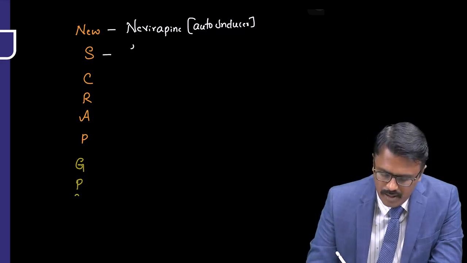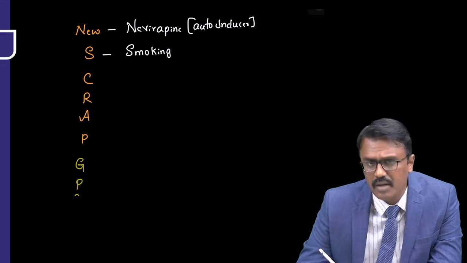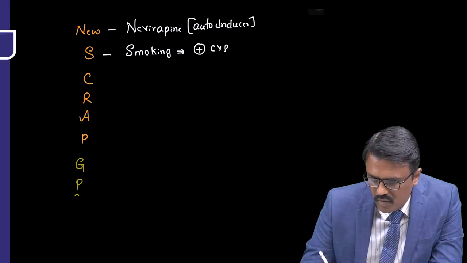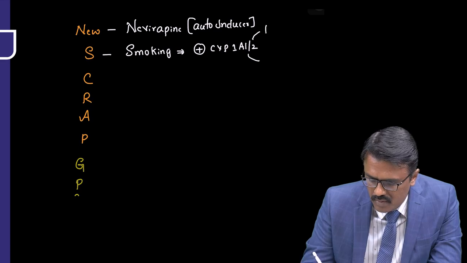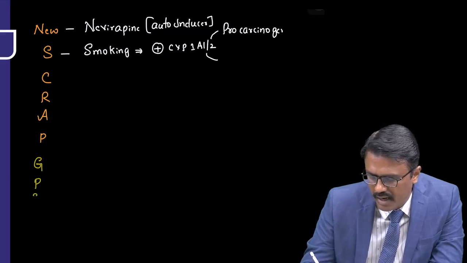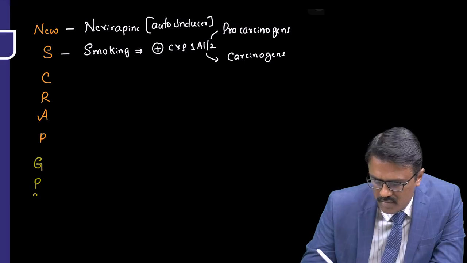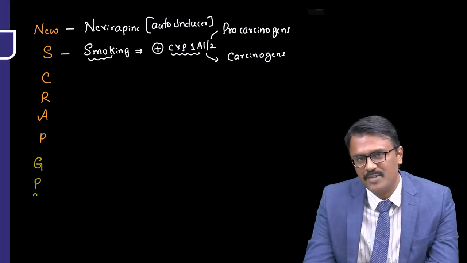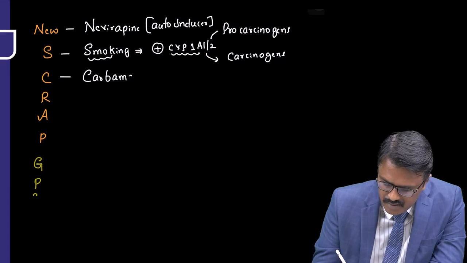S for smoking. Now, smoking is an enzyme inducer. Why does smoking cause cancer? Because smoking stimulates an enzyme called cytochrome 1A1 and 1A2. You know that these are pro-carcinogens. What do you mean by pro-carcinogens? They can cause cancer, but they are not active. They are made active by this enzyme. So pro-carcinogens become carcinogens.